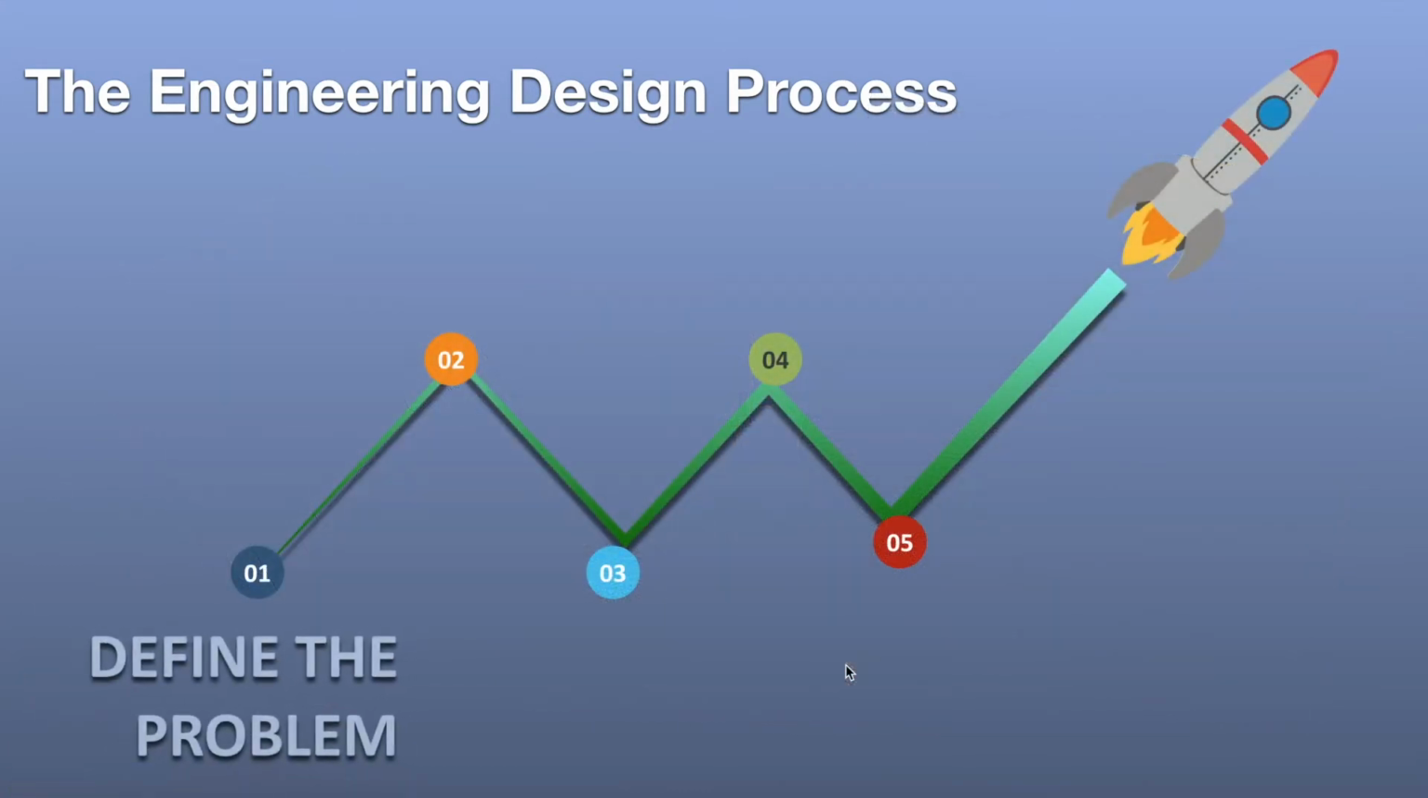The first step of the engineering design process is to identify the problem to be solved, the rules to follow, and the constraints. For example, let's watch President Kennedy addressing the Congress on May 25, 1961.